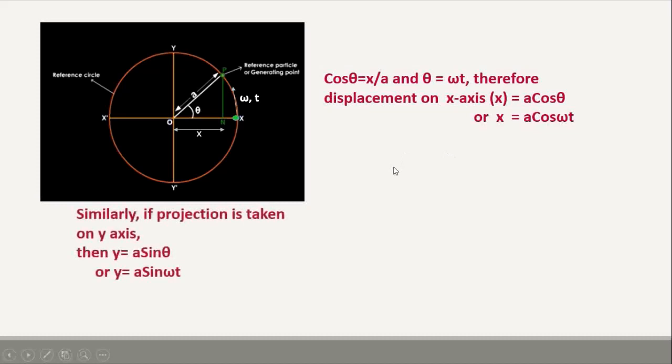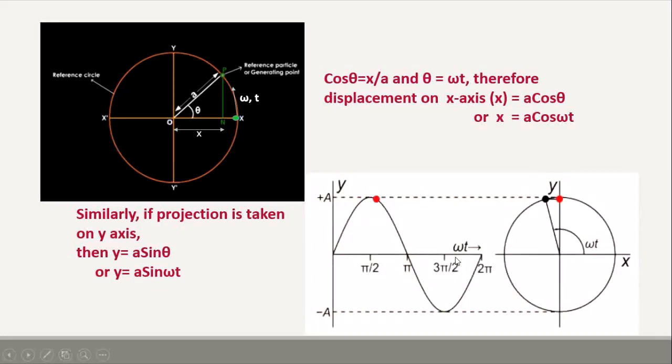In the same way, we can represent this simple harmonic motion by a sine function also. If you take the projection of this particle P on the y-axis instead of the x-axis, you can represent the displacement y as a sin theta. It's a function of sine. And I will show you one small animation here of how this displacement x or y can be a function of cos or sine. It can be visualized using this simple animation.